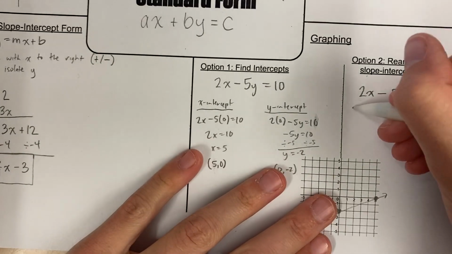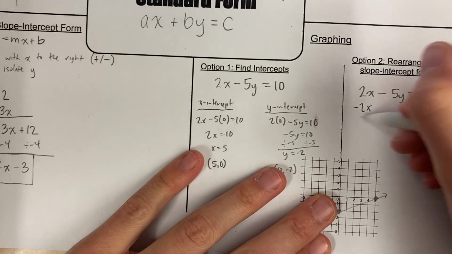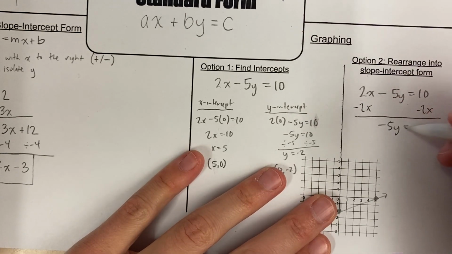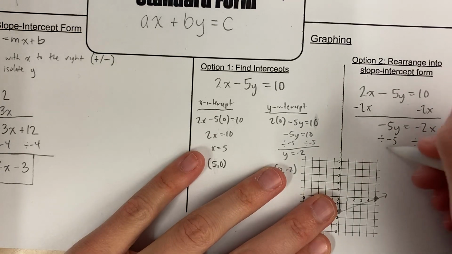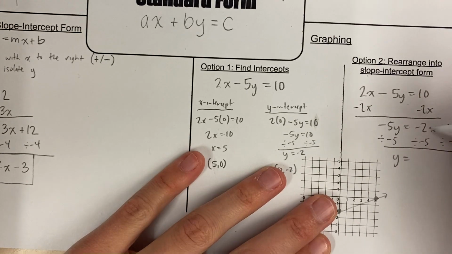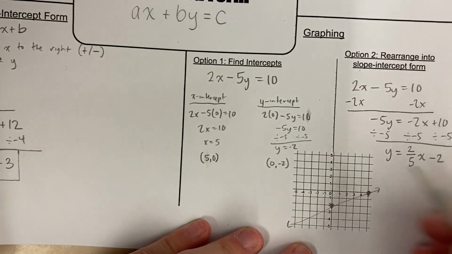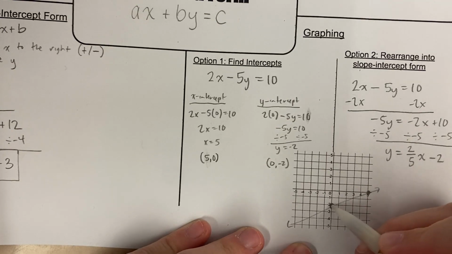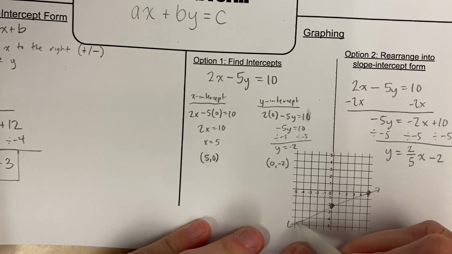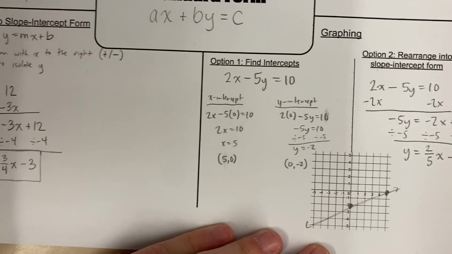I can take this and I can rearrange into slope-intercept form. Okay, that looks like this. I would divide by -5. Negative divided by negative is positive. Positive divided by negative is negative. So then, look, I would start at a y-intercept of -2. And I would go up 2, right 5. And notice I would get the same exact line.